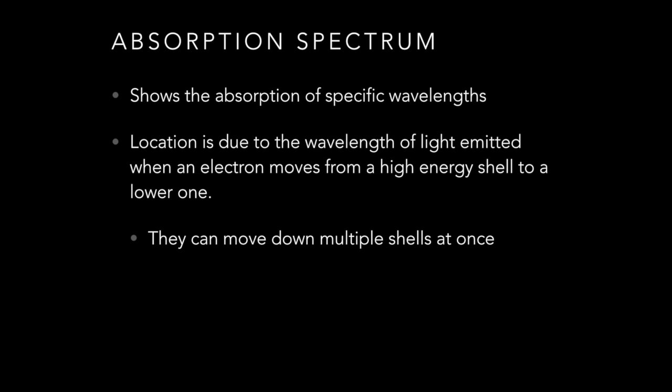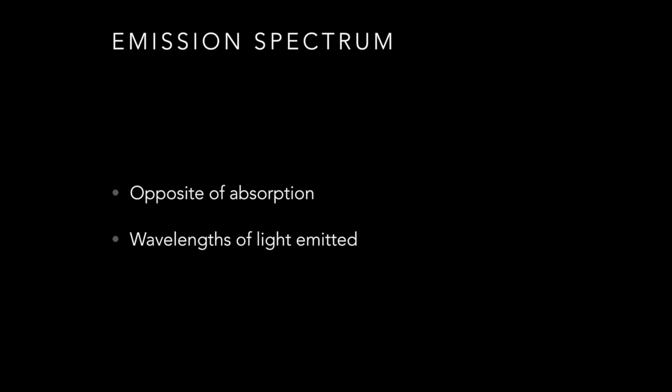The location of these black lines is due to the wavelength of light emitted when an electron moves from a high-energy shell to a lower one, but they can move down multiple shells at once. For the sun, these emission lines are called Fraunhofer lines because they are named after Joseph von Fraunhofer, the physicist who discovered absorption lines. In a nutshell, the emission spectrum is the exact opposite of the absorption spectrum.